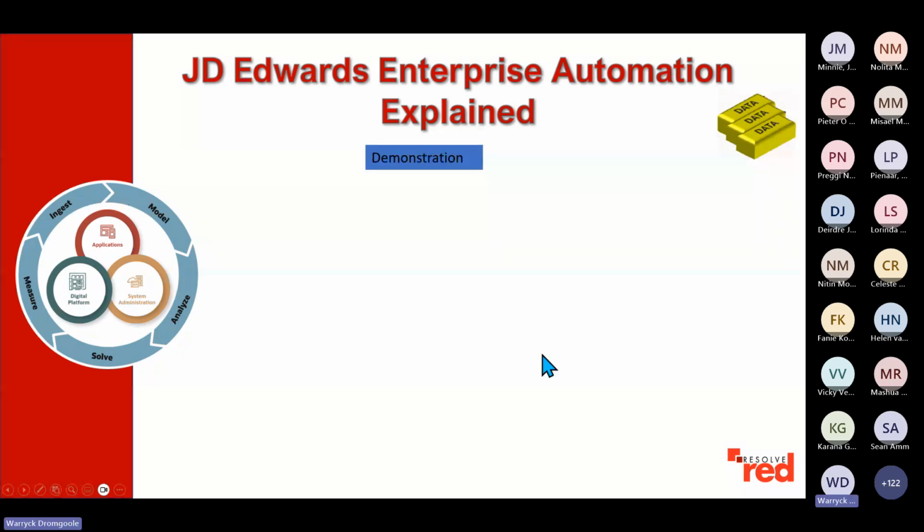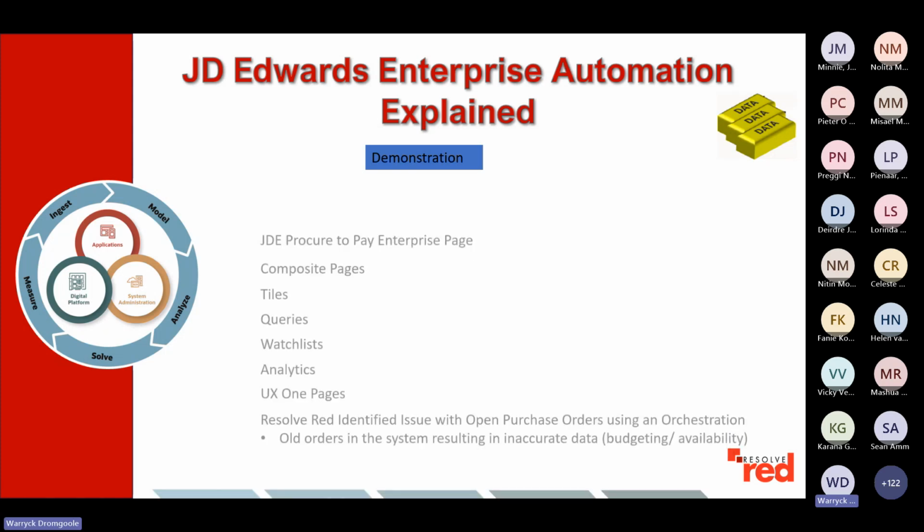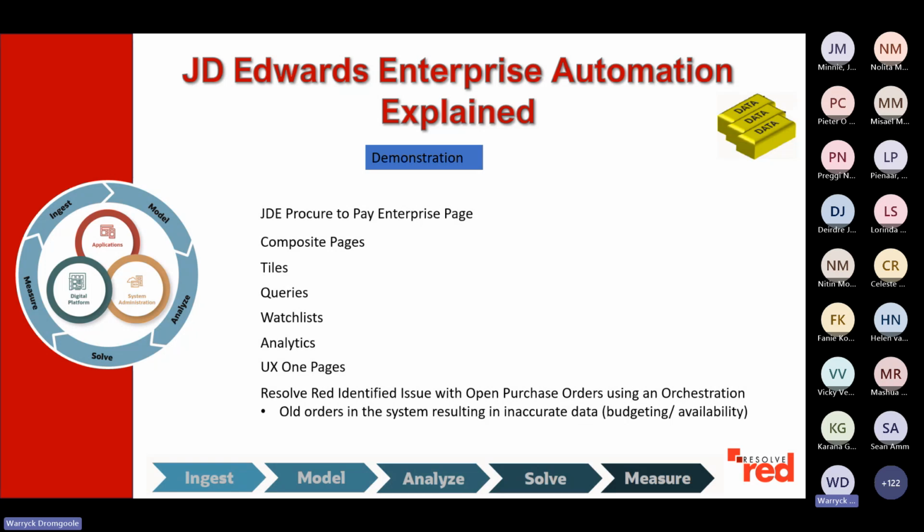So I'm going to be demonstrating enterprise automation from a procure-to-pay process. What are we going to go through? We're going to be looking at composite pages, tiles, queries, watch lists, analytics, UX1 pages. And then we're also going to look at solving a particular issue. We've identified an issue with open purchase orders, where you have old purchase orders in the system, which results in inaccurate data. Budgeting is impacted and your availability is also impacted.